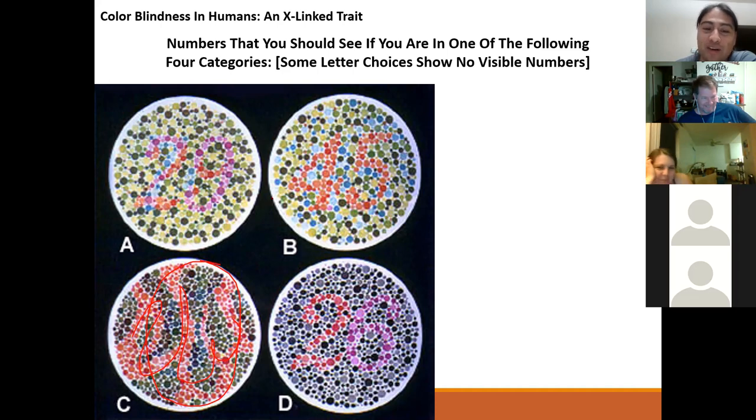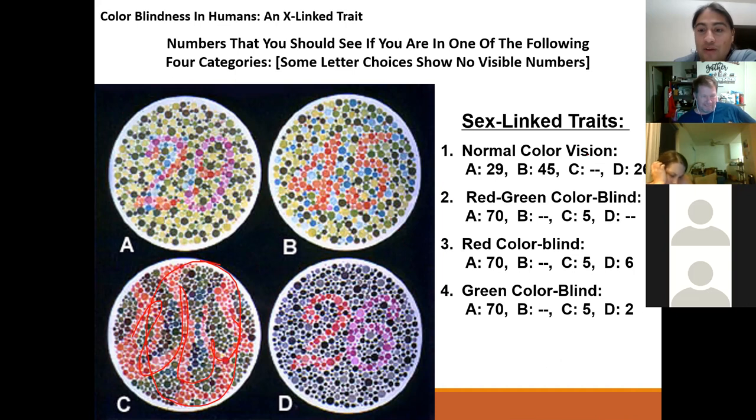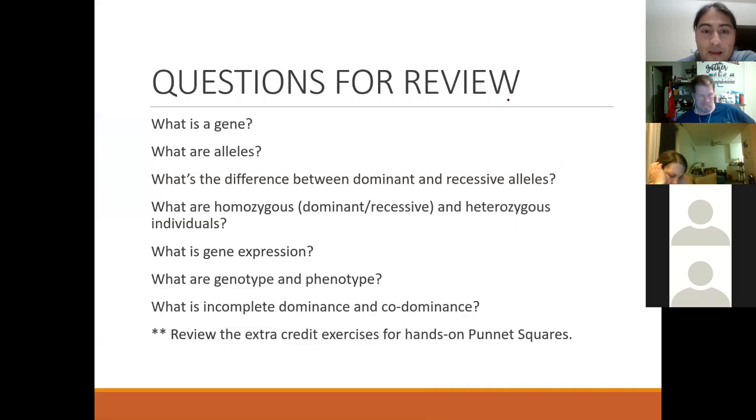So yeah, usually women are capable of seeing it, and color blindness is going to happen in the case of males. So with normal vision, you're going to be able to see this. Then for red-green color blindness, you won't be able to see B and D. With red color blindness, for B, you won't be able to see the 45 over here. And for green color blindness, you also won't see the B over here, because everything is going to look the same color. That's the test that they sometimes give you to know if you're color blind or not. And that's it. Questions for review, I'm going to leave it over here.